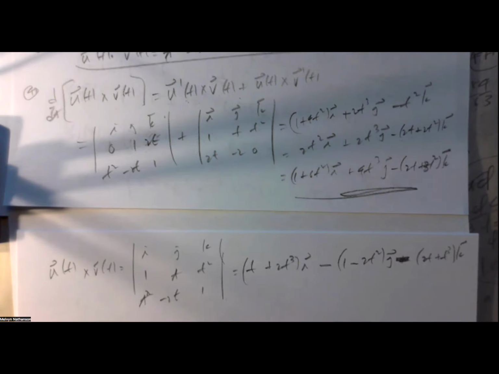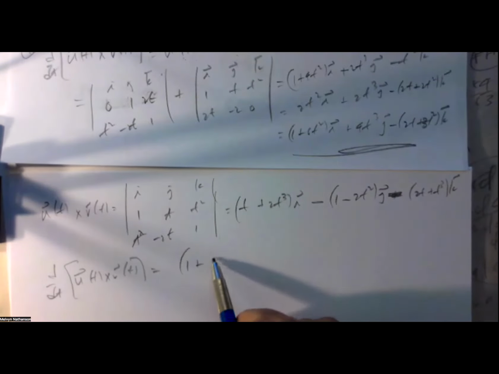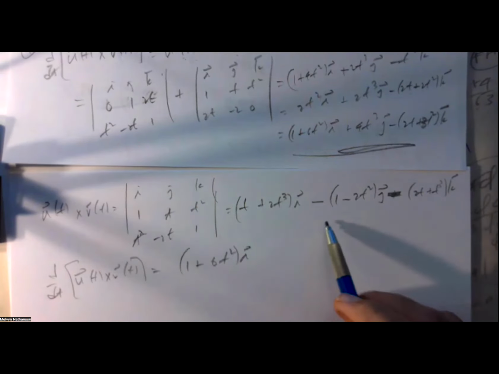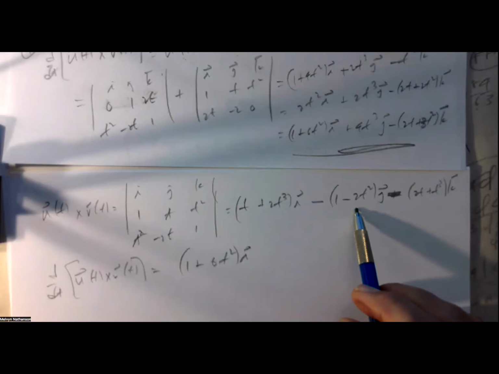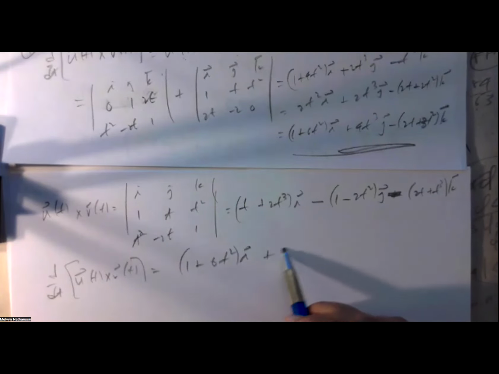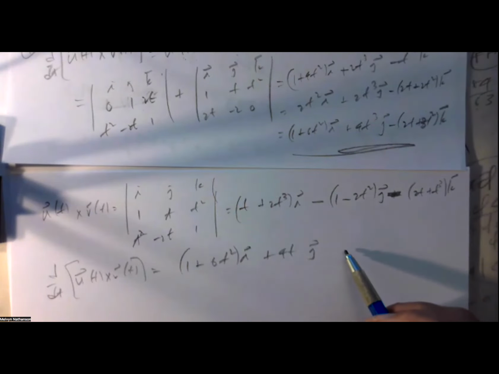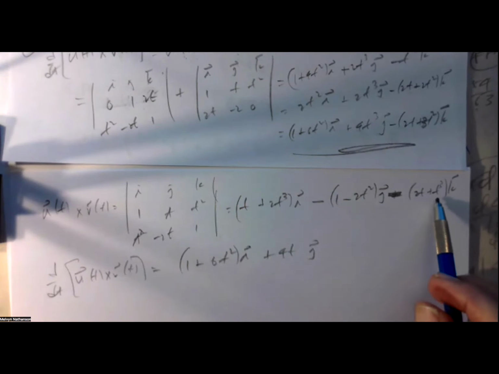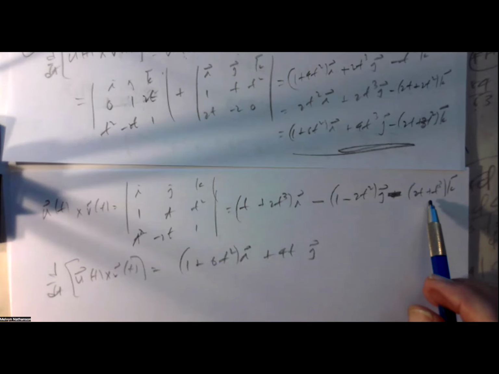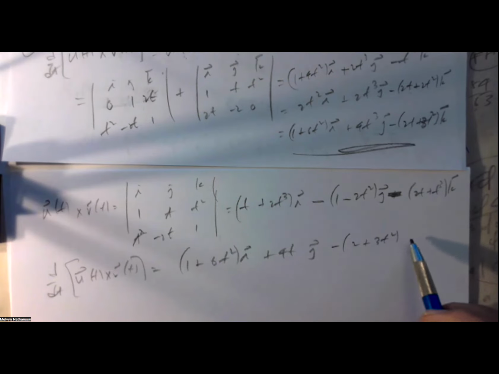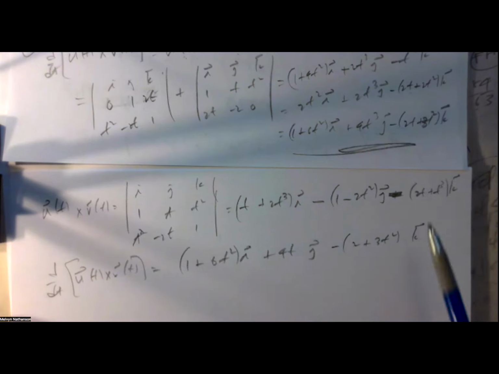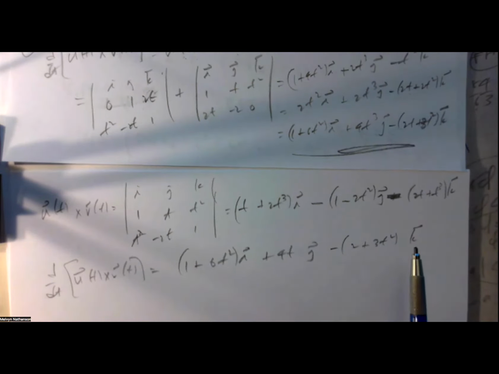So then if I differentiate u of t cross v of t, I get 1 plus 6t squared i. This is 4t j. That's the problem. I'll come back to that. And I differentiate this, I get minus t plus 3t squared k. So these don't agree, so I better find out where I made a mistake.